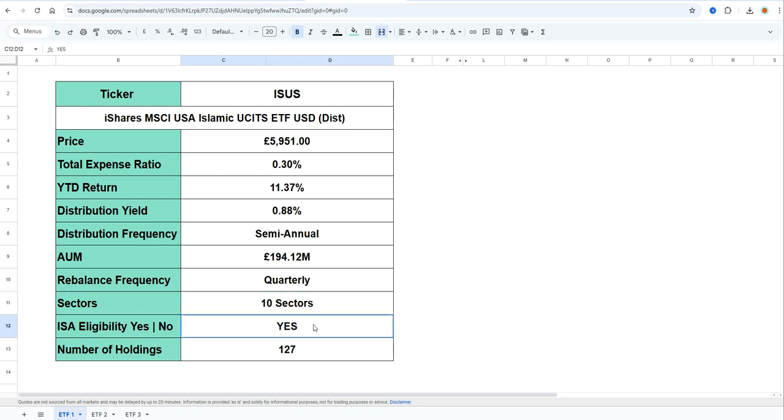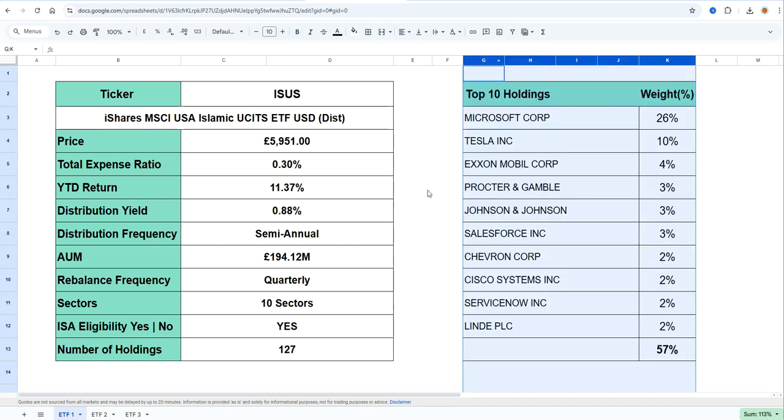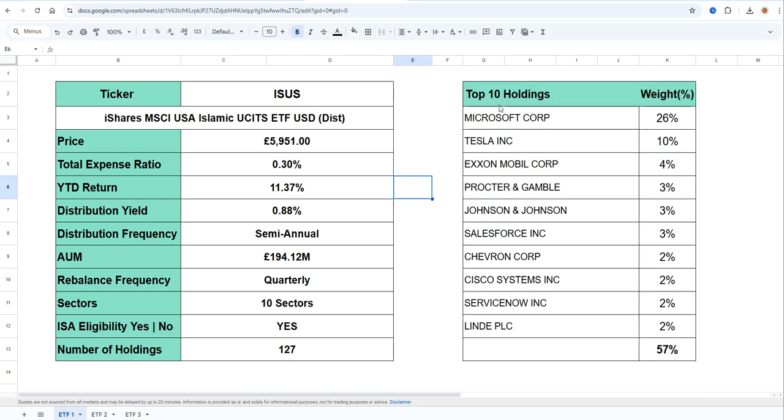So right now you can buy it through an ISA. I do own this one, and the number of holdings is 127. So it's not a lot. Normal ETFs you're looking at in the thousands. Now let's have a look at the top holdings here.